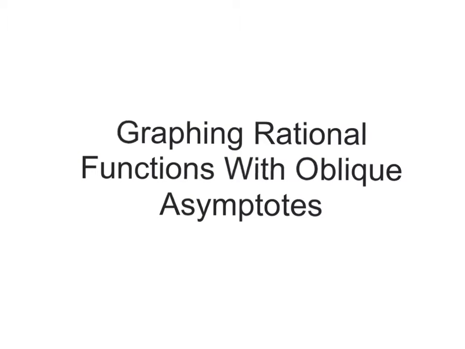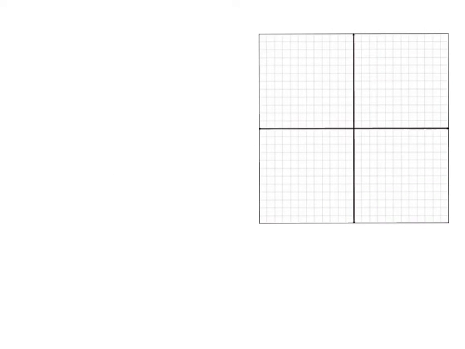Today we're going to graph some rational functions with oblique asymptotes. So let's start off with the rational function x squared minus x over x plus 1. So we know that the domain will be all reals except for -1.